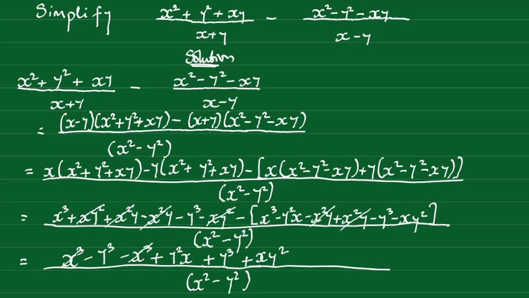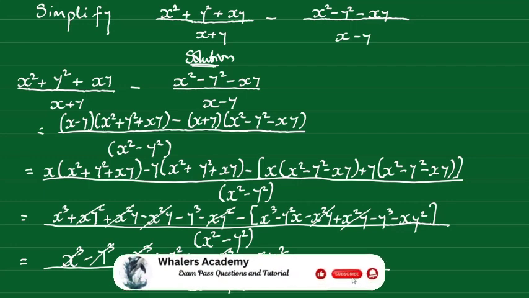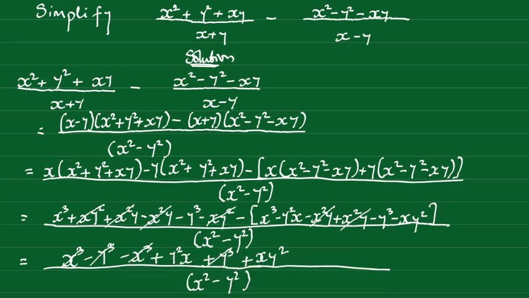We have minus y cubed cancel out plus y cubed, and this leaves us with plus y squared x and plus xy squared. So our numerator ends up having 2xy squared, divided by x squared minus y squared as our final answer.